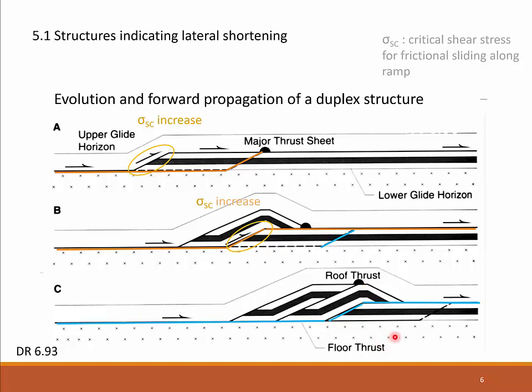Then of course the process can be repeated. We increase the critical shear stress along the ramp, it becomes no longer usable, and a new ramp has to form. This is the way duplex structures propagate in the direction of the tectonic transport, and new horses form one after another.